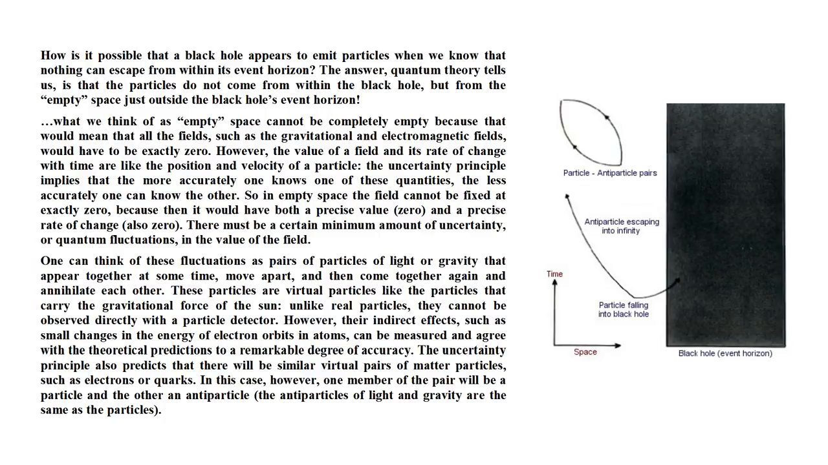So they throw in a little mathematical stuff there to convince you that they're not real, but they're real. They're going to use them anyways, okay? The uncertainty principle also predicts that there will be similar virtual particles of matter, particles such as electrons or quarks. Okay, so these are the real particles, I guess. In this case, however, one member of the pair will be a particle and the other an antiparticle. And he puts in parentheses, the antiparticles of light and gravity are the same as the particles.